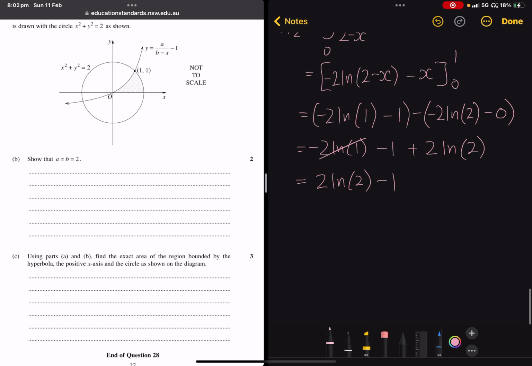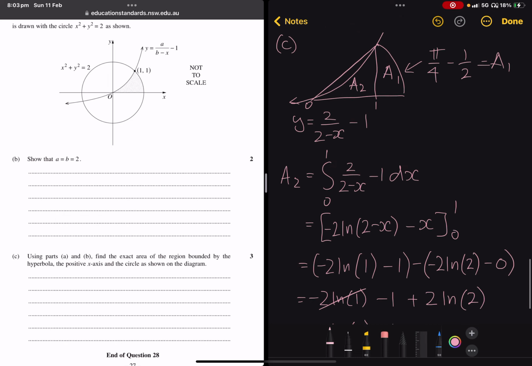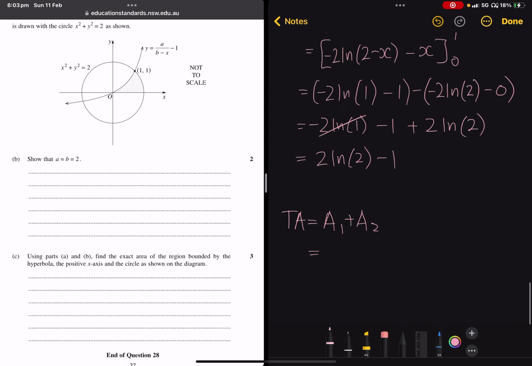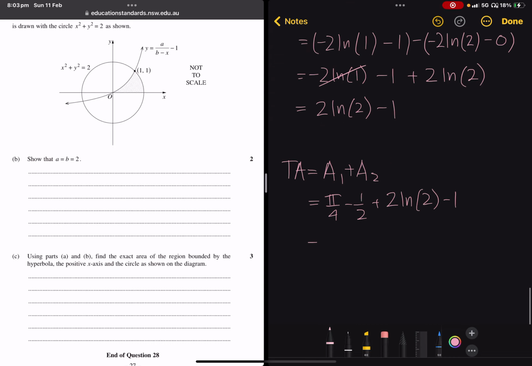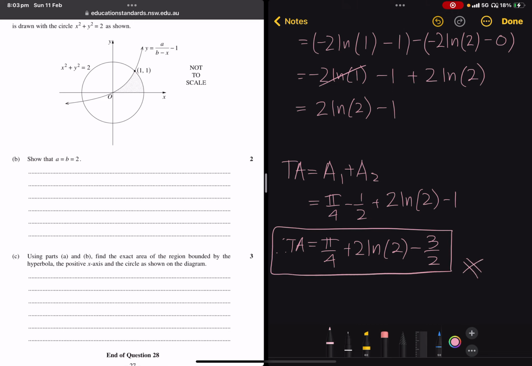Now the total area is the sum of area 1 plus area 2. Area 1 we found was pi on 4 minus 1/2. Area 2 we found was 2 times the natural log of 2 minus 1. So therefore, the total area for this question is pi on 4 plus 2 times the natural log of 2 minus 3/2. And this was the answer that we're after.